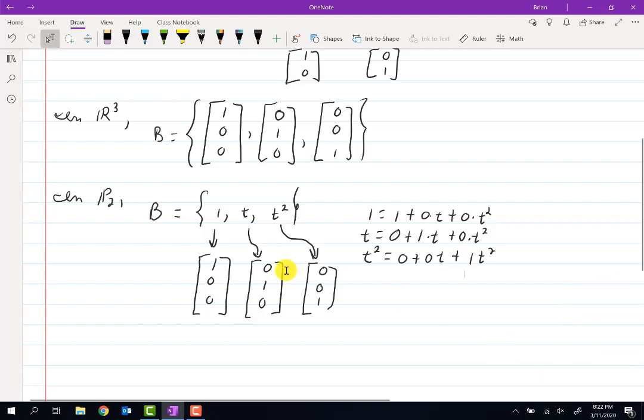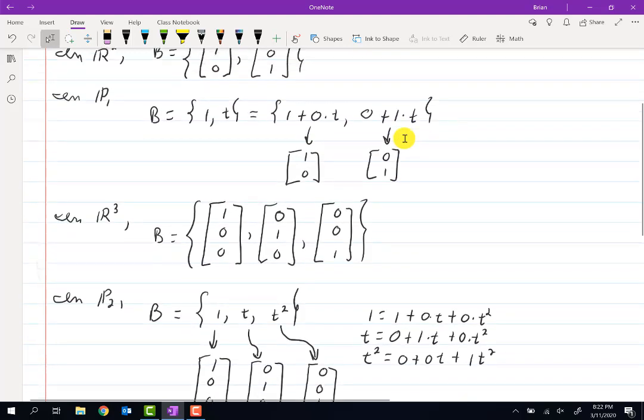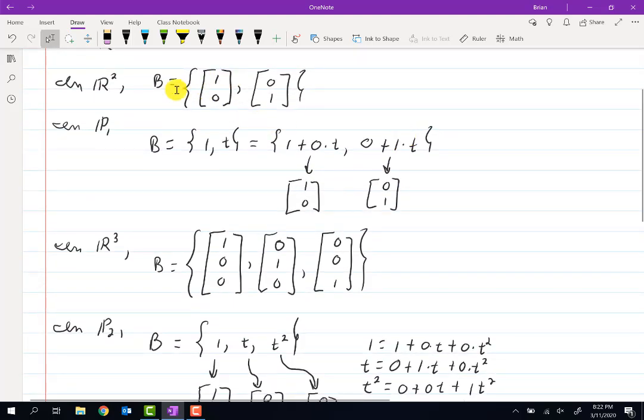In P2, I have exactly 3 vectors that will do all the work that I need. In R3, I have exactly 3 vectors that will do all the work that I need. Same thing in R2, 2 vectors are all that I need. And in P1, I need exactly 2 vectors to do everything I need.